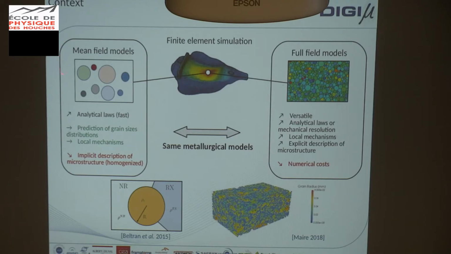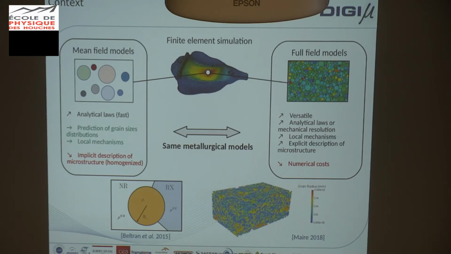Mean field models have a pretty low computational cost, and with some recent improvements they are also able to give pretty good predictions, even regarding grain size distribution. But those models still lack the explicit description of the microstructure; it is still a statistical representation of the microstructure in that case. That is the main advantage of full field models.